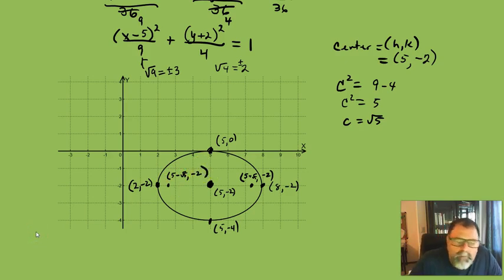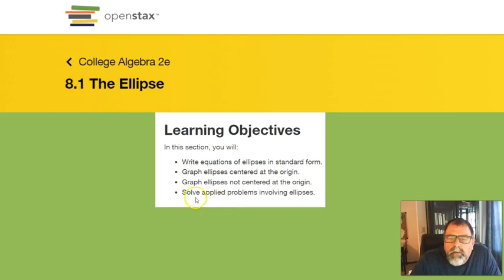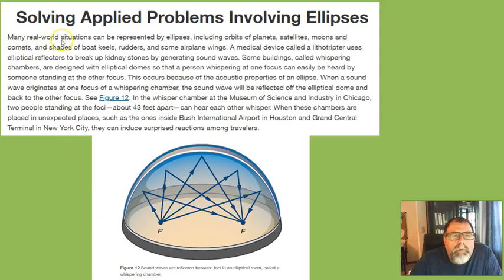That's your graph. All right, and our last learning objective, solve applied problems involving ellipses. Many real-world situations can be represented by ellipses, including orbits of planets, satellites, moons, and comets, and shapes of boat keels, rudders, and some airplane wings. A medical device called a lithotripter uses elliptical reflectors to break up kidney stones by generating sound waves.